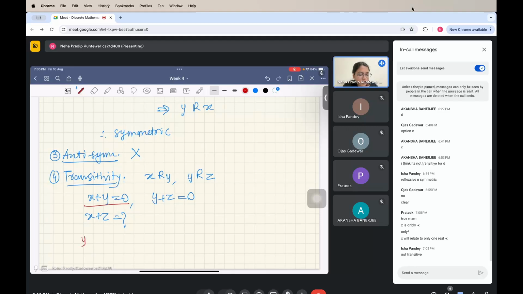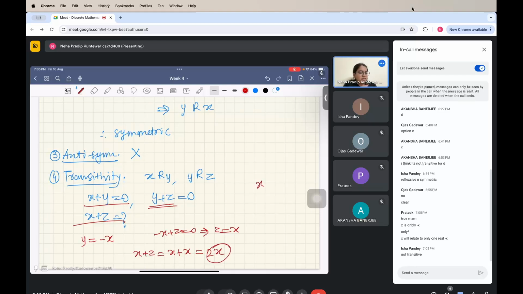Since x plus y is 0, y is the same as minus x. And if you put it here, you get minus x plus z is 0. This means z is x. And if you put this here, x plus z would be x plus x, which is 2x. And that's why this need not be 0.